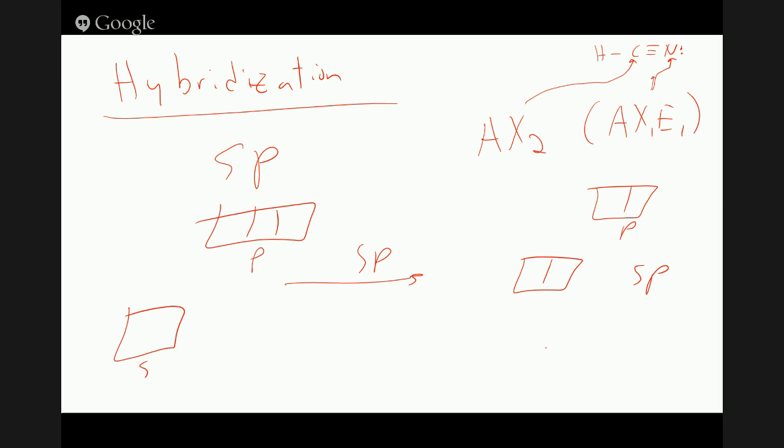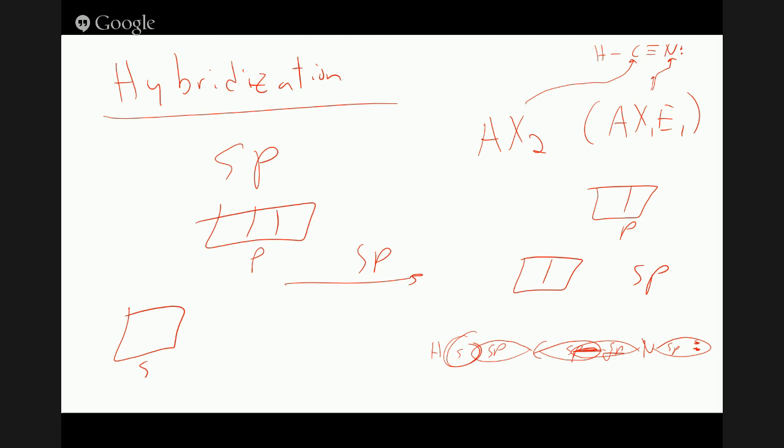So for these hybrid orbitals, if this is the carbon, this is an sp orbital and this is an sp orbital, it's going to bond with the s orbital of the hydrogen. And if this is nitrogen, it's got an sp orbital and an sp orbital. This sp orbital is going to have a lone pair in it. This is going to be a sigma bond.